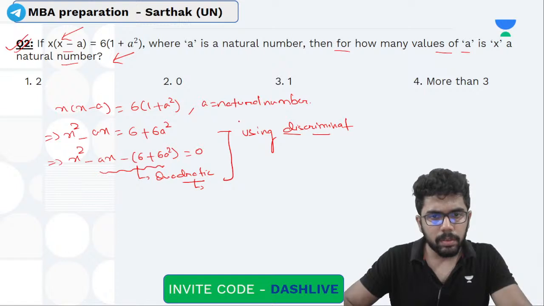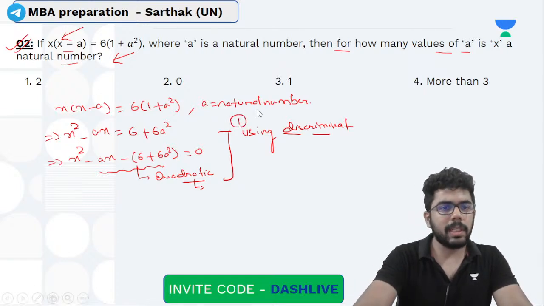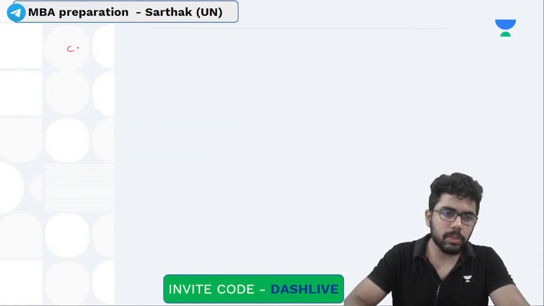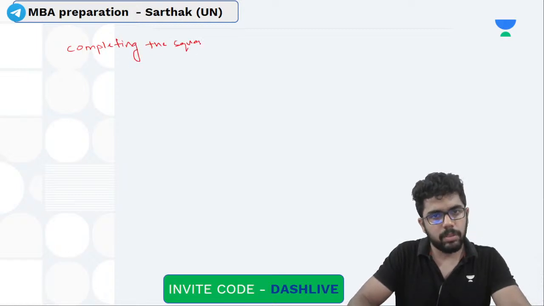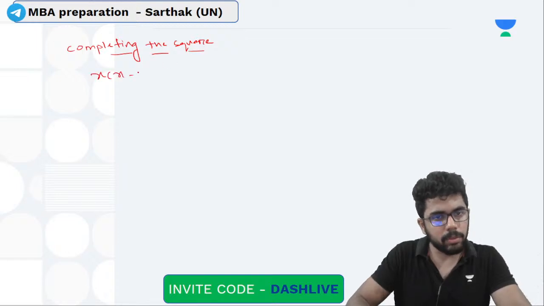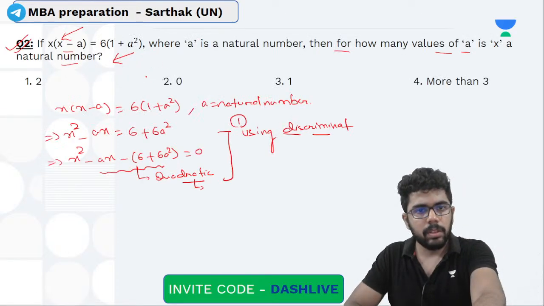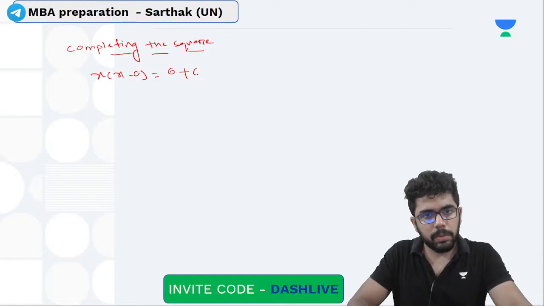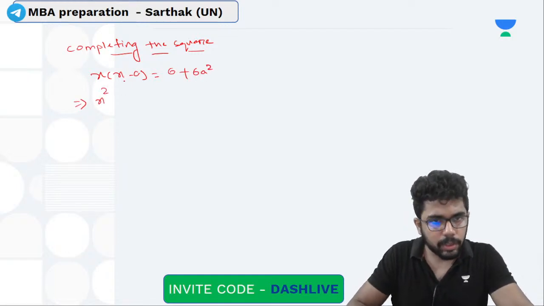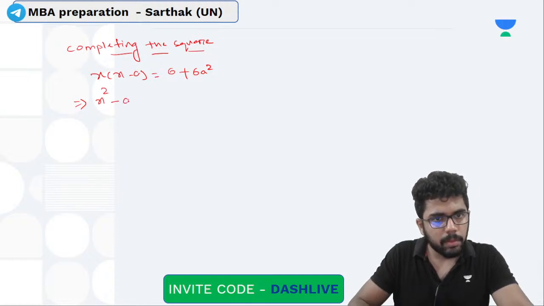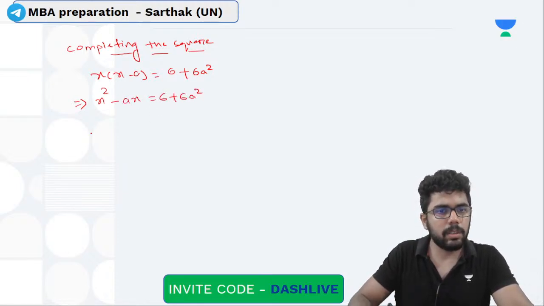This is method 1. And there is another method, called completing the square, by which you can also solve. Multiple methods. Completing the square, you can use that also. So I can write x into x minus a equals 6 plus 6a square. So this is x square minus ax is equal to 6 plus 6a square.